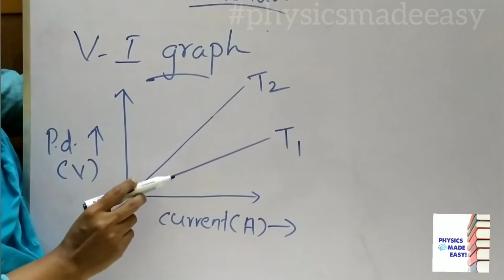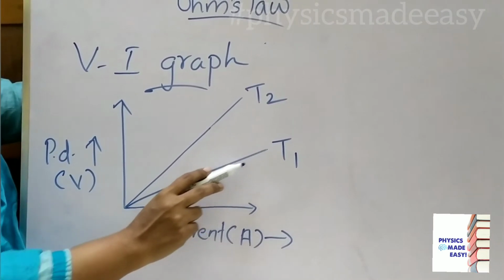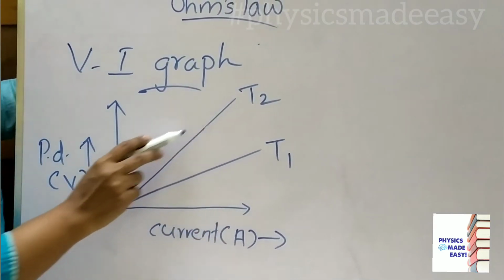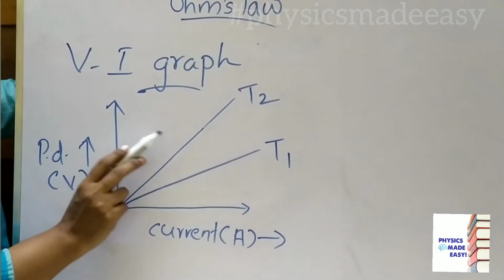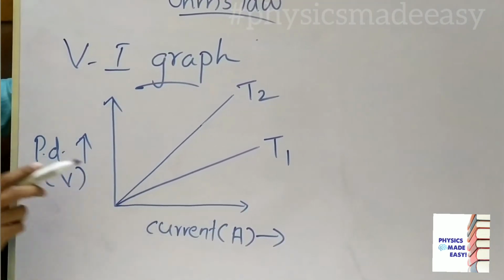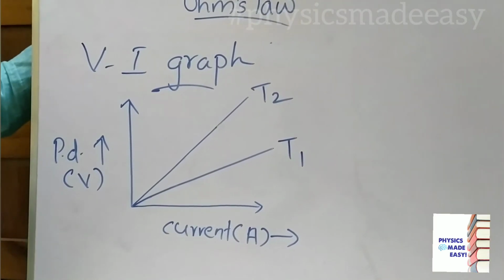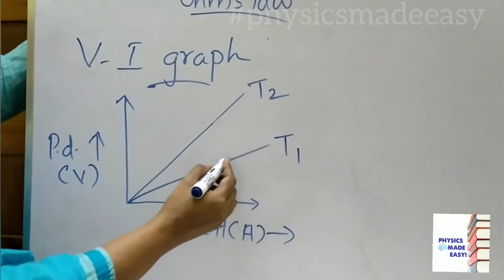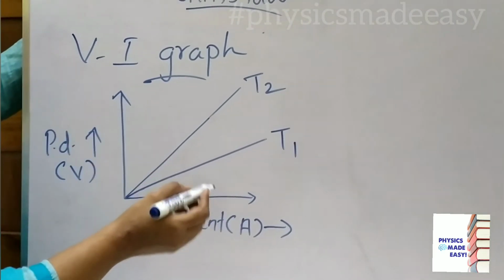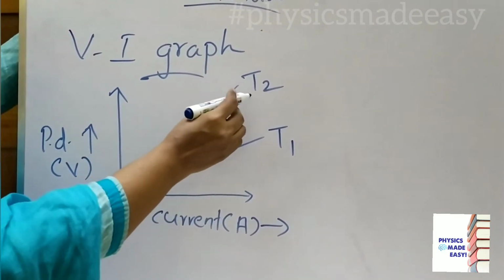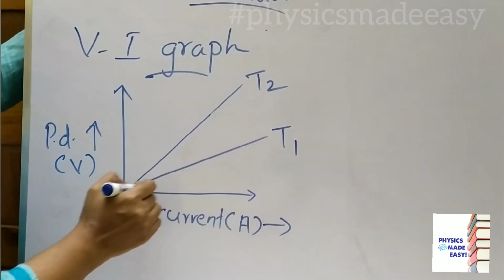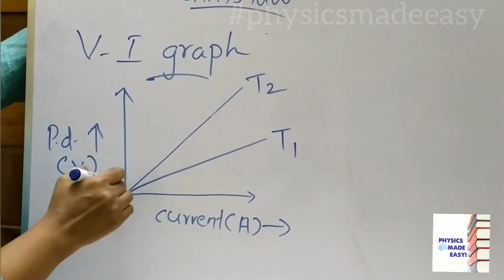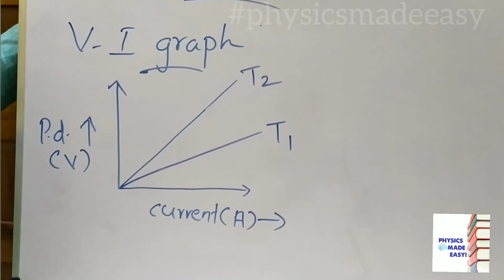Here you can see 2 temperatures. This is the graph for that conductor at temperature T1. This is the same at temperature T2. Then from this, by comparing the slope of this, we can say about the resistance, for which one the resistance is more. So here you can see slope is less comparing to this, or we can say slope is more at temperature T2 comparing to the slope at T1. So here we can say the resistance is more at temperature T2.